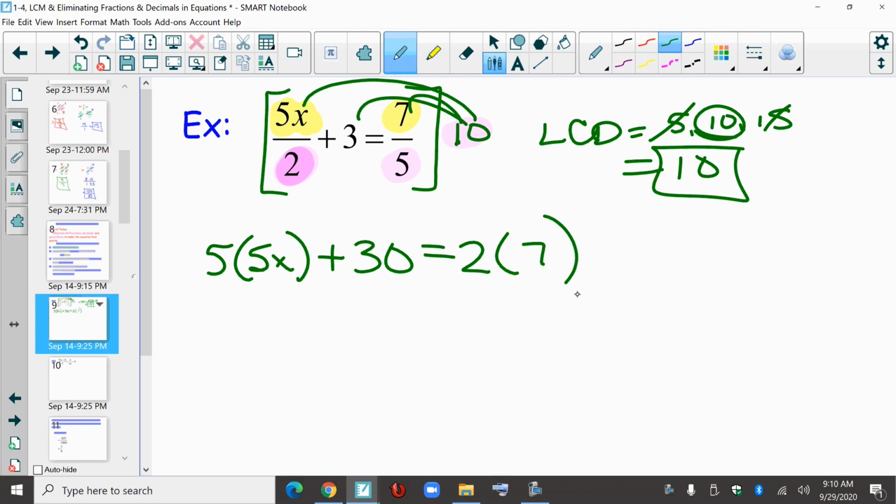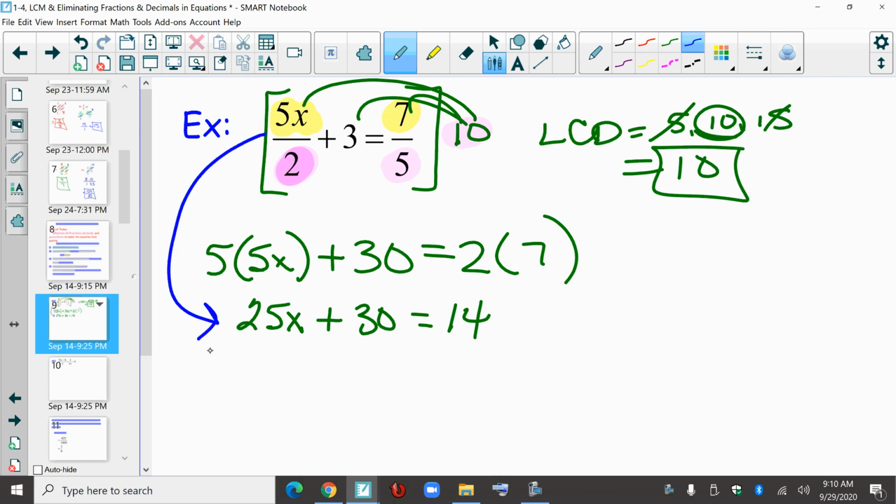So our goal today is to eliminate all fractions, decimals, and parentheses. Do you see parentheses here? Yes. So 5 times 5 is 25x. Drop down the 30 is equal to 2 times 7, which is 14. What we did here is we changed the fraction of 5x over 2 plus 3 equals 7 over 5, this equation, and we're telling you that it is equivalent to this equation of 25x plus 30 equals 14.